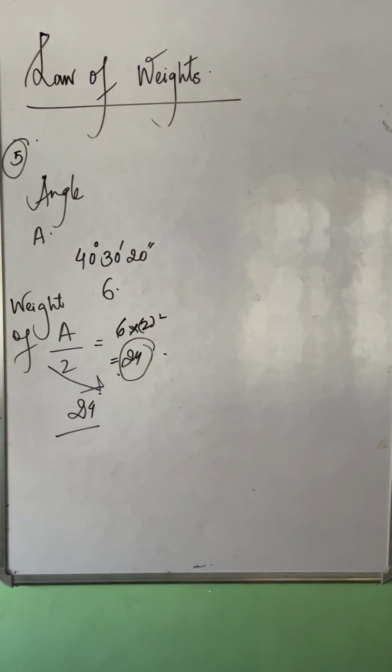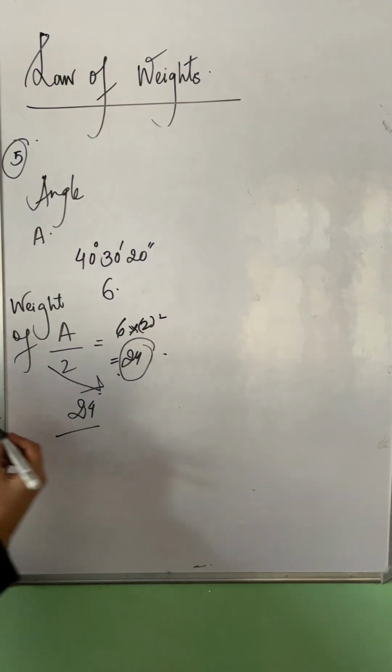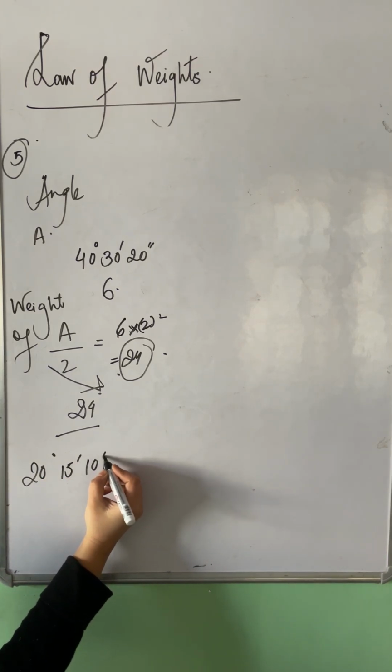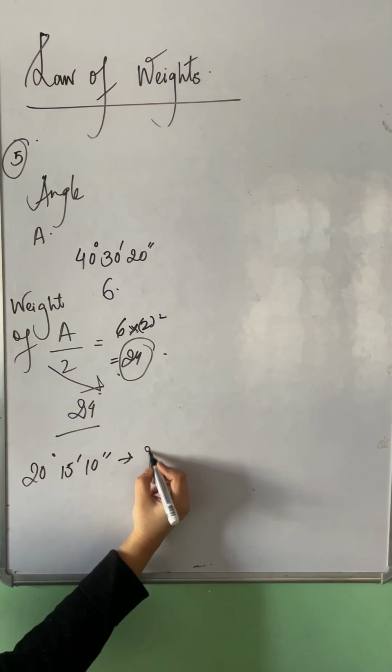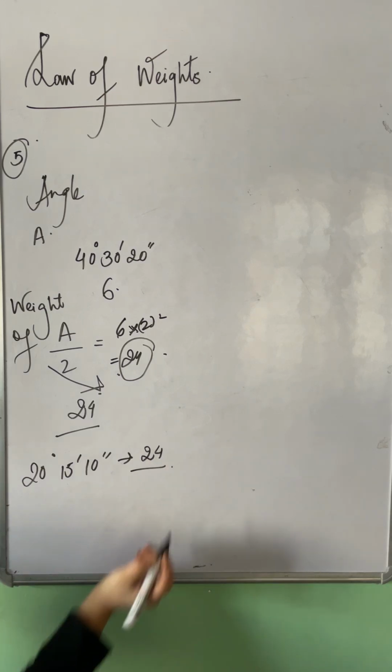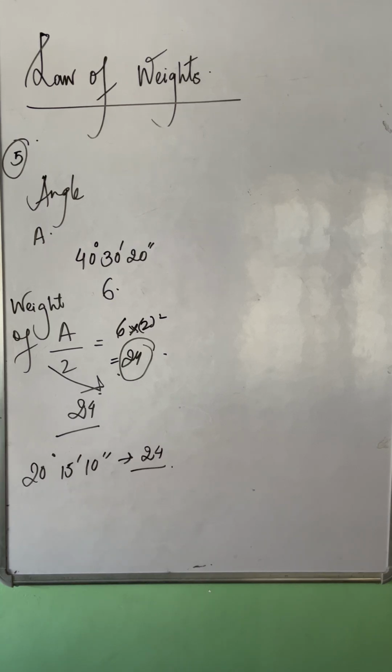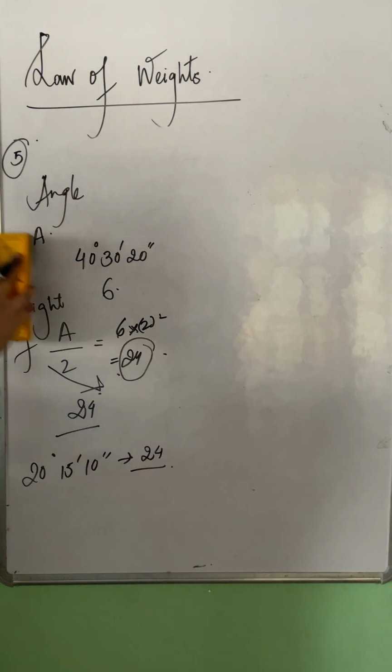All right, so our angle A by 2, how much? 20 degrees, 15 minutes and 10 seconds, will have a weight of 24. This was our 5th law of weight. Moving on.